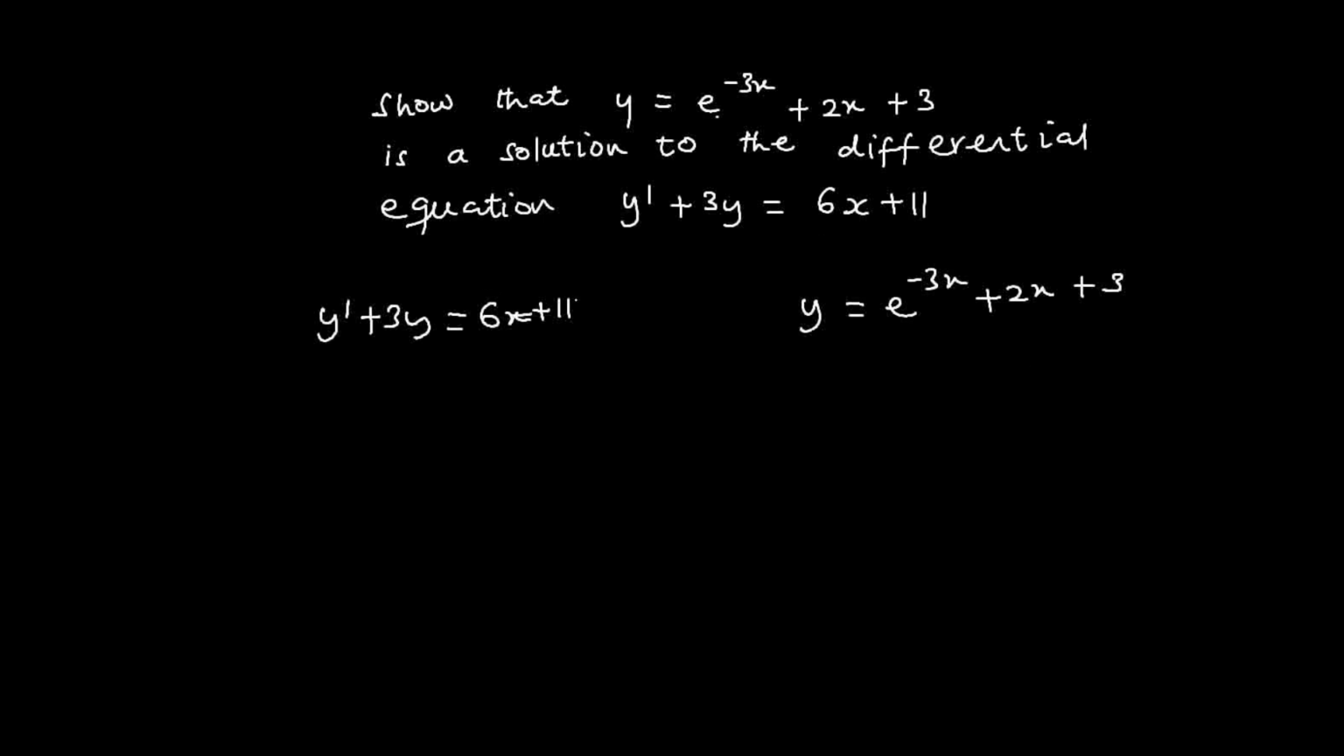So what that means here is that for this differential equation, on the left hand side we have the derivative of the function, the first derivative, and then we have 3 multiplying the function also. What that means is that when you substitute the first derivative of this function and the function itself into this differential equation, the left hand side should be equal to the right hand side. That's what that means. Okay, so let's see if this will be true.